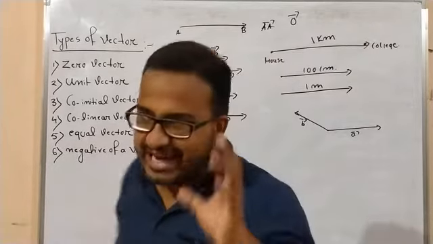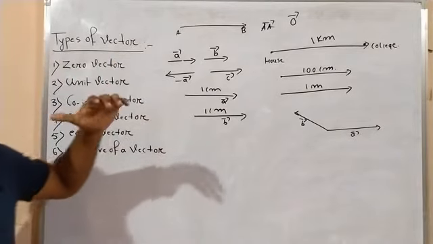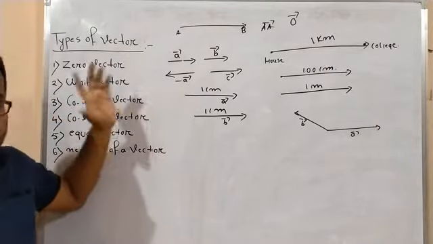Okay, so 6 types of vectors are there, and these types are very important. So before we discuss the next topic, pause the video to note it down.